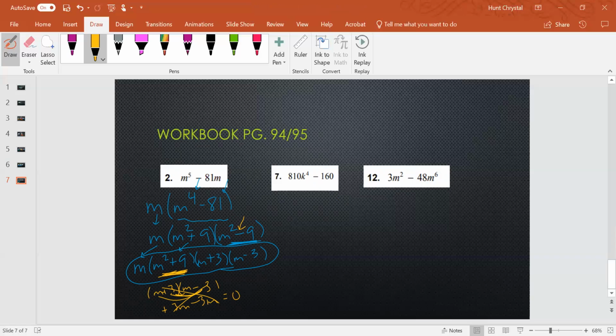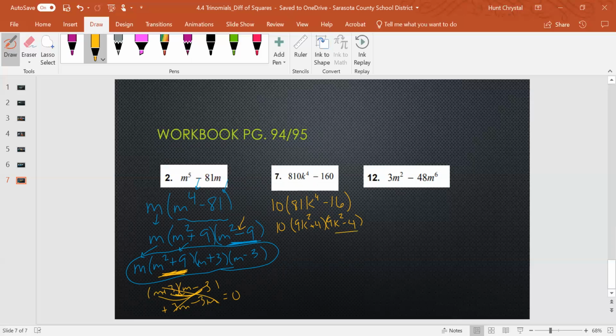Okay, let's look at number 7 next. So I'm looking at a GCF of 10. If I take that out, I'm left with 81k to the 4th minus 16. I'm going to leave the 10 and look at this as 9k squared, 9k squared, 4 and 4. One positive, one negative. So I want you to look at that and see if you think we're done. Hopefully you were thinking that we are not done.